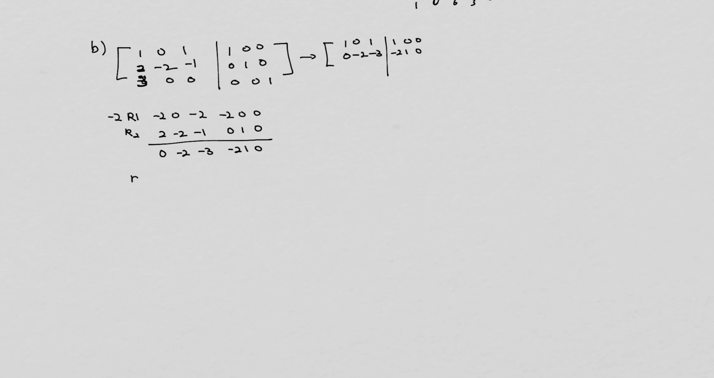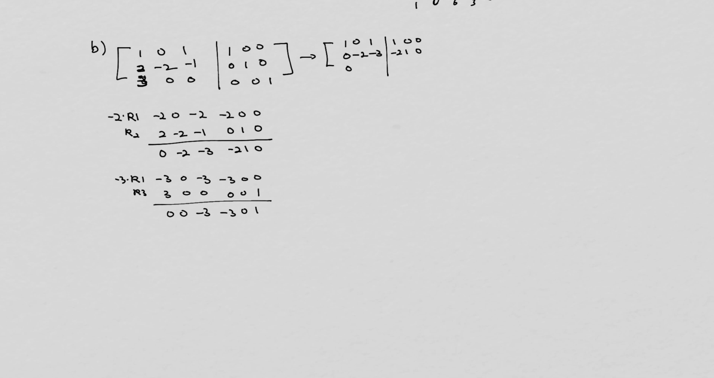So let's do row 1, multiply by negative 3, and add it into row 3. Row 1 becomes negative 3, 0, negative 3, negative 3, 0, 0. Row 3 is 3, 0, 0, 0, 0, 1. That gives me 0, 0, negative 3, negative 3, 0, 1. So that will be 0.